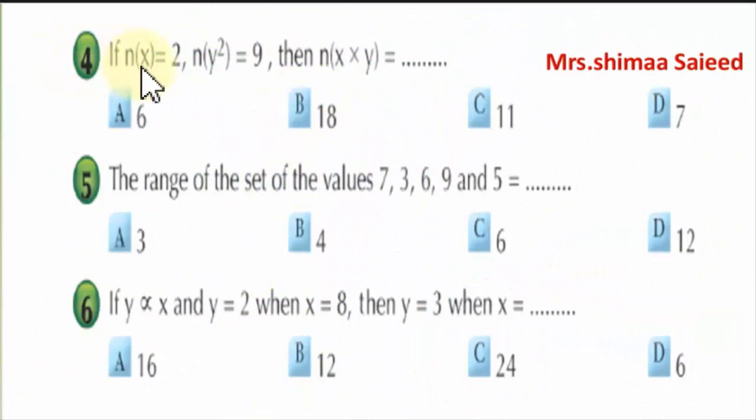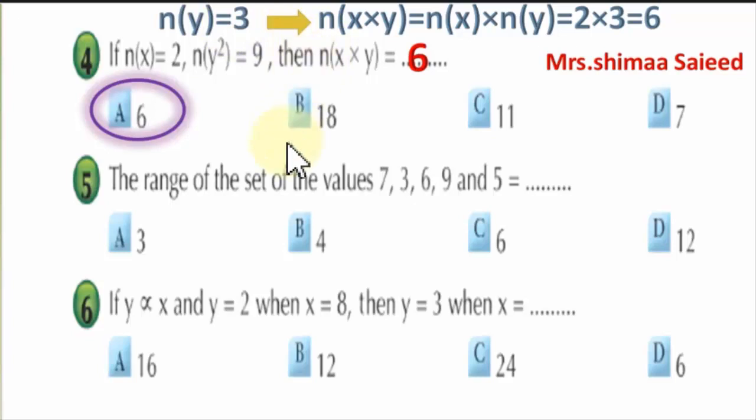If n of x equals 2, n of y squared equals 9, then n of the Cartesian product of x and y equals, pay attention. Here is n of y to the power 2. So calculate n of y at first. n of y equals 3. So n of the Cartesian product of x and y equals 2 times 3, which is 6.